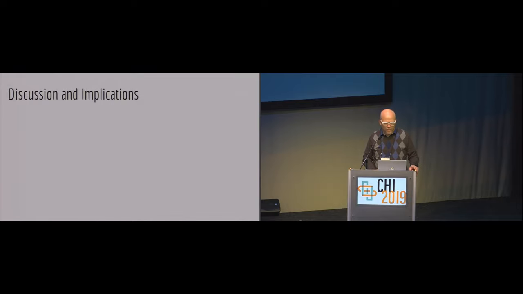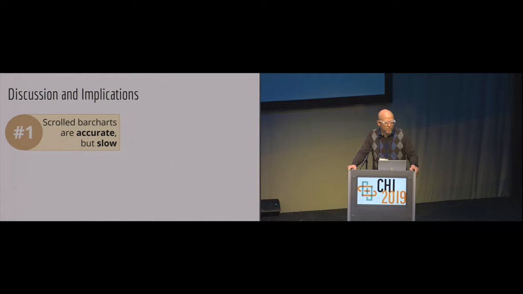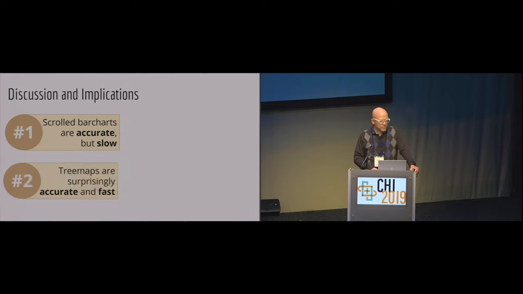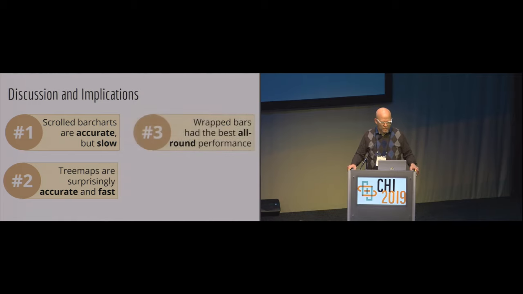So what does this all mean? Summarizing our implications, not surprisingly, as I already said, scrolling bar charts were accurate, perhaps because they're familiar, but they were also slow. Treemaps surprised us by not being the slowest and not being the least accurate one. It actually was pretty good all around. Although wrapped bars sort of outperformed the others in terms of all-round performance. So it's probably the visualization I would suggest. It has a good mix of familiarity as well as performance.